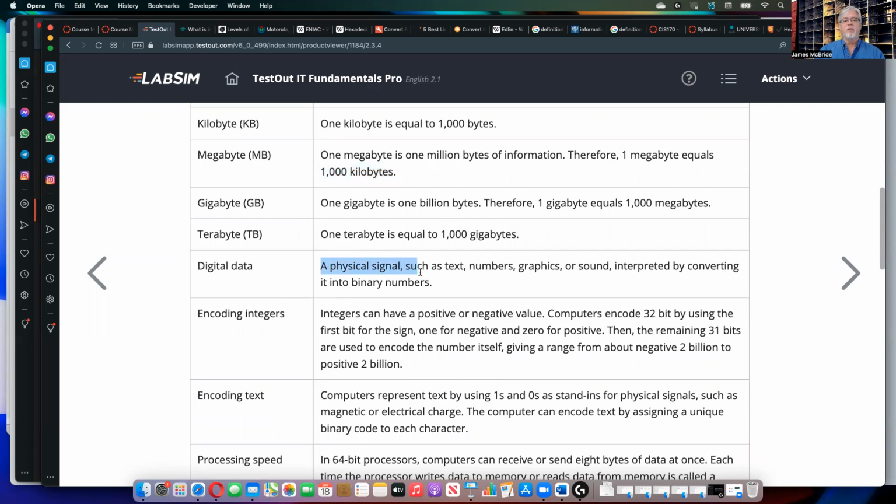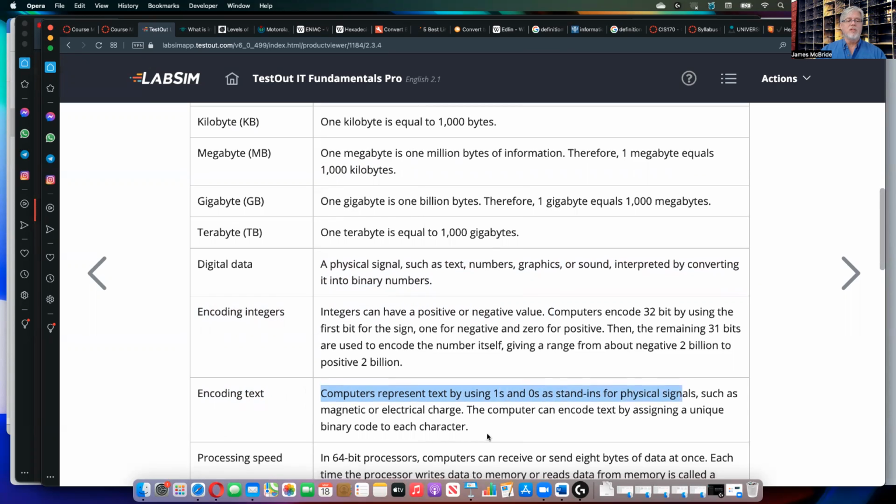A physical signal, such as text, numbers, and graphics or sound, is interpreted by converting it into binary numbers, which we have already talked about. Well, then you've got the process of encoding integers or encoding text, right? So integers can have a positive or negative value, and encoding text, that's not going to have that, right? And we're not dealing with numbers there. So computers represent text by using 1s and 0s in that signaling process.